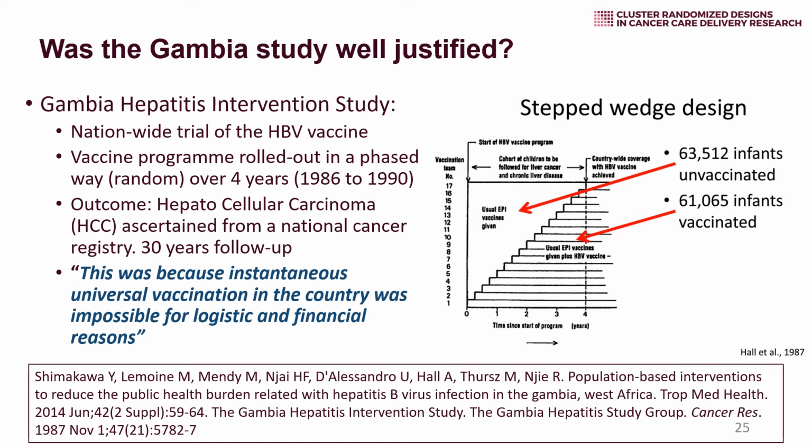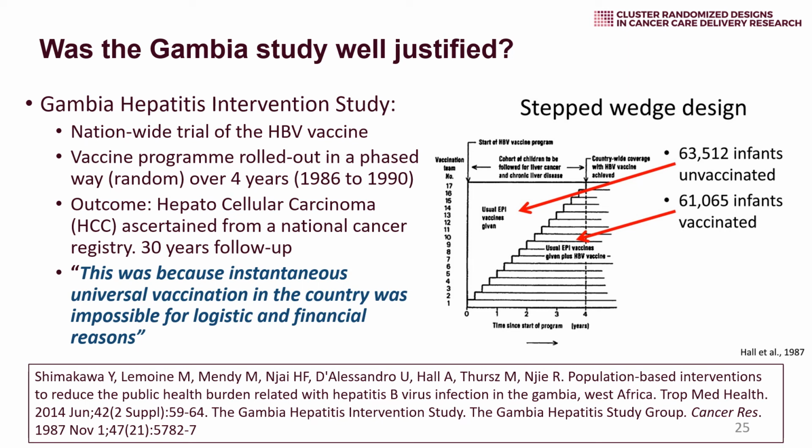Remember the Gambia study that we started these batch of lectures with? Well, let's think through whether this was well justified. As a reminder, the Gambia hepatitis intervention study. This was a nationwide trial of the HBV vaccine, and the vaccine program was rolled out in a phased and random way over a 4-year period from 1986 to 1990. The outcome was a form of liver cancer, and this was ascertained from a national cancer registry with about 30 years' worth of follow-up.